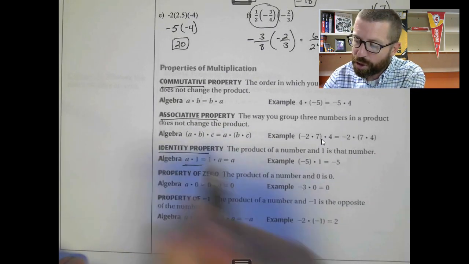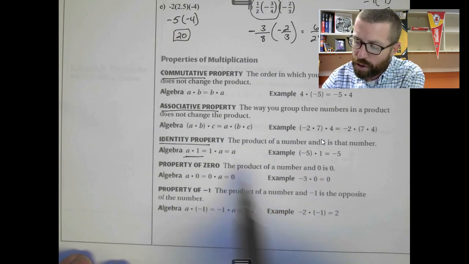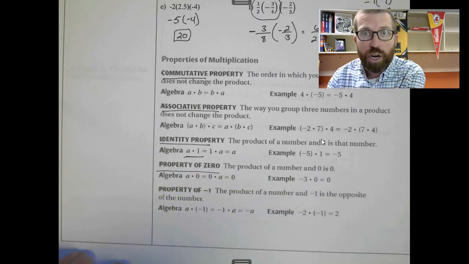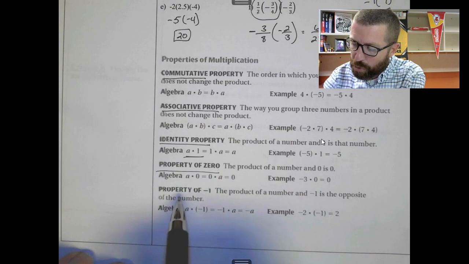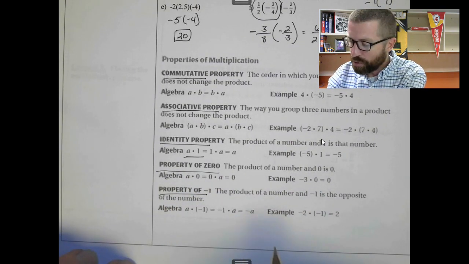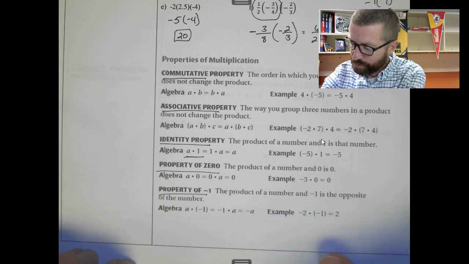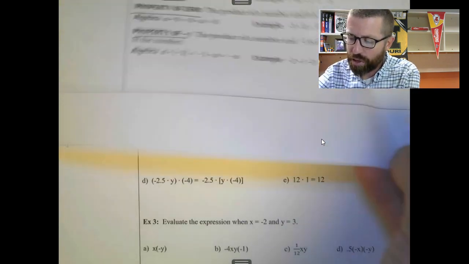That's the identity property. Anything times 0 is 0, the property of 0. That's useful in a lot of algebra we do. And then if you multiply by -1, it just changes the sign of the number. Okay, so let's look at identifying some of these.